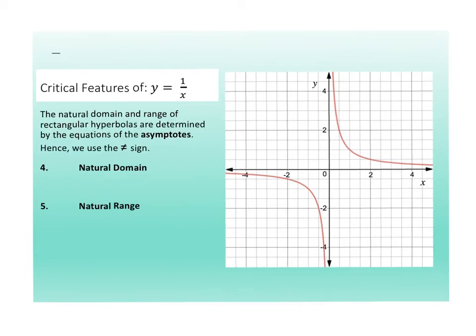We now need to determine the natural domain of the parabola. What we need to do is determine the equation of the asymptotes. Let me show you again. These two lines are the asymptotes.